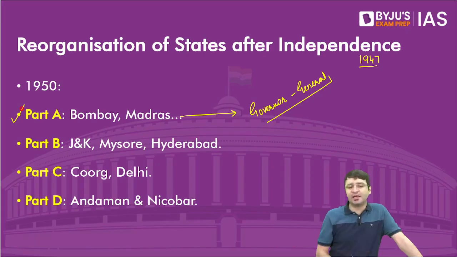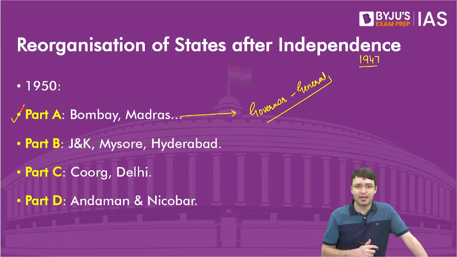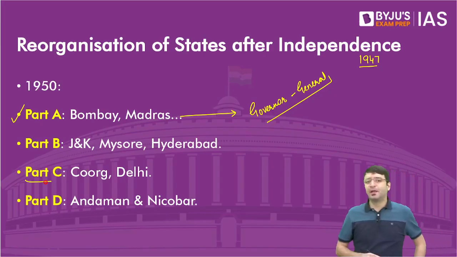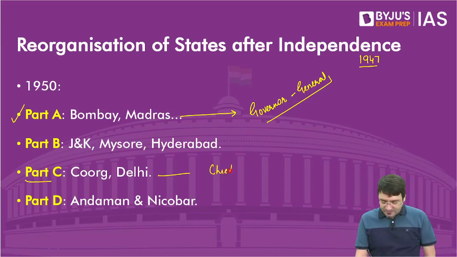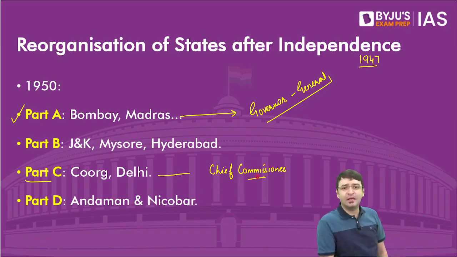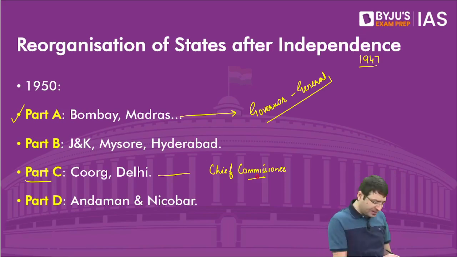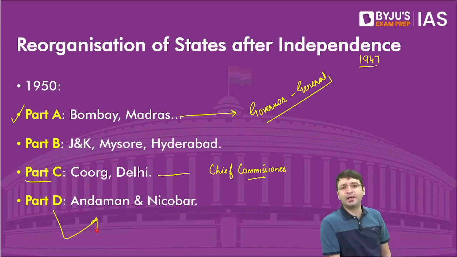Part B had those areas which were previously princely states. For example, Mysore, Jammu and Kashmir, Hyderabad. These were princely states. They were kept under Part B of the reorganization. Then we had Part C, which used to be under Chief Commissioner. During the colonial times, these areas would be under Chief Commissioner. For example, Delhi, Coorg. These were under Part C. And Part D had only one territory known as Andaman and Nicobar Islands.